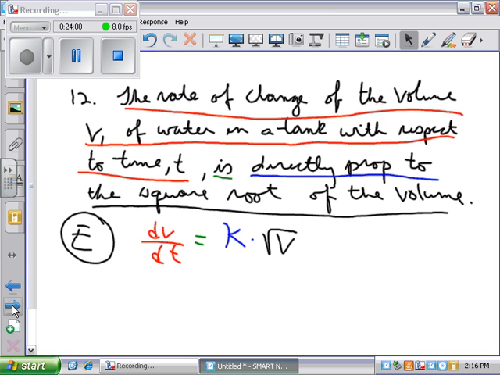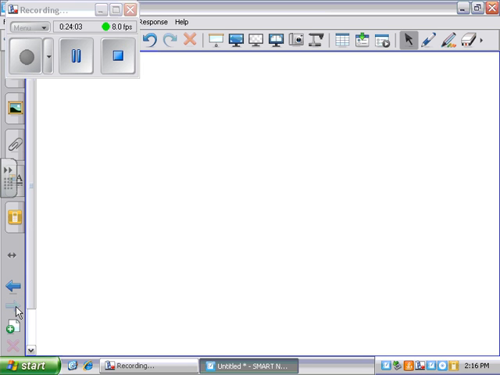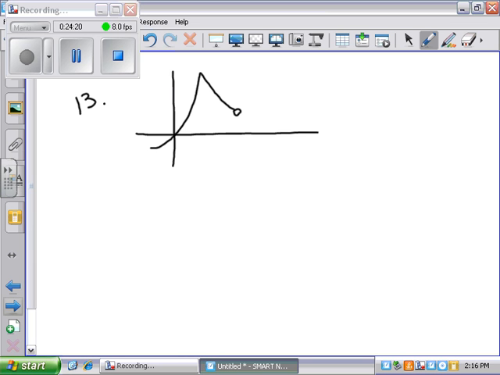I think number 13. It's a picture. Got to draw the picture. We have a graph of a function. At A, we've got a little cuspy corner. At B, we have a removable discontinuity. At C, we've got a min. At D, we've got this little jump. And at E, we just have a root. And this is a graph of f.